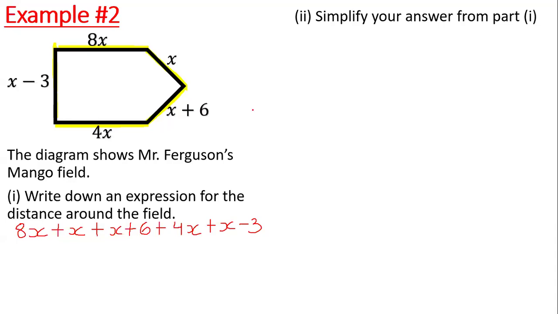Denvor Lockhart. Where's Denvor? Yes, sir. Are you okay? Do you understand what you're doing? Yes, sir. Help me out with this. So I have 8x plus x plus x plus 6 plus 4x plus x minus 3.